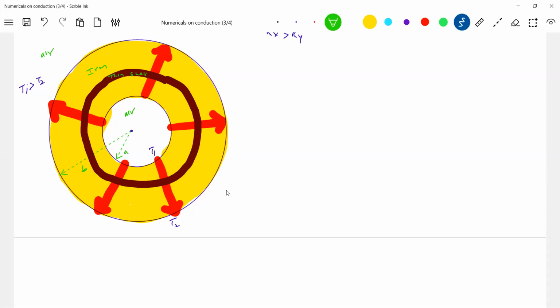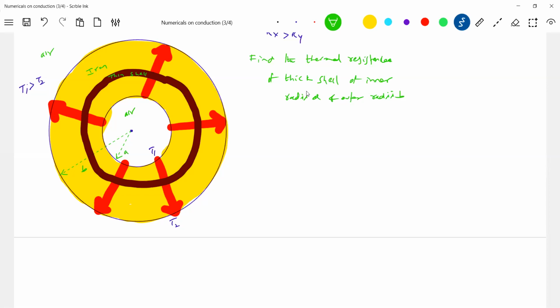So what is the question? Let me write here. Find the thermal resistance of a thick shell of inner radius A and outer radius B.